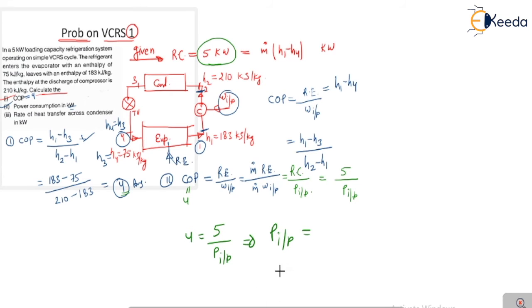1.25 kilowatt. This is the final answer for the power consumption in kilowatt: 1.25. Okay.